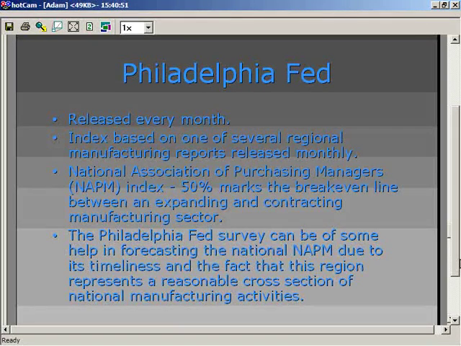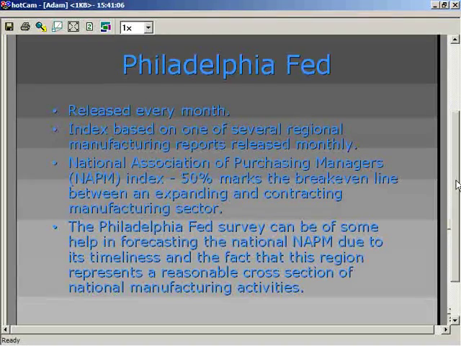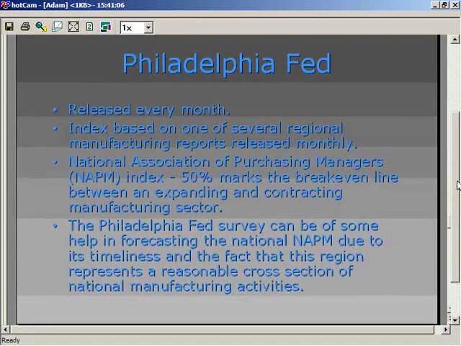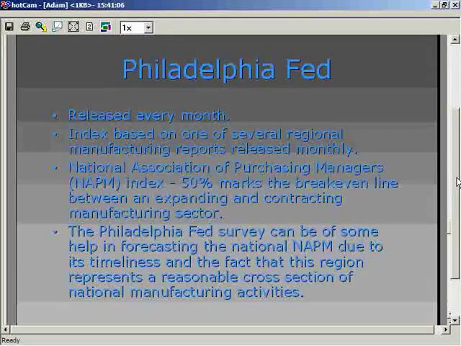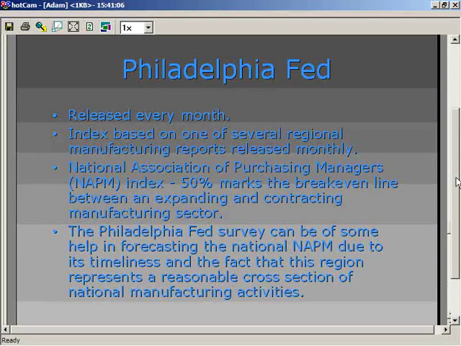Let's talk about, look who likes pizzas, right? Talk to the New Yorker. Philly Fed, released every month. It's an index based on one of several regional manufacturing reports. It's released monthly. The National Association of Purchasing Managers, NAPM Index. 50 marks the break-even line between an expanding and contracting manufacturing sector. Above 50 is good, below 50 is bad.